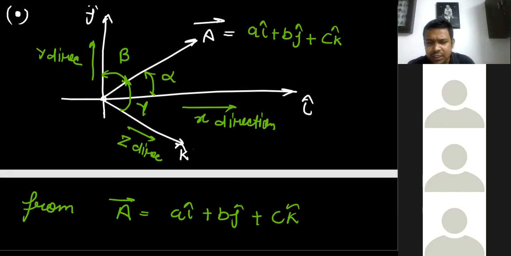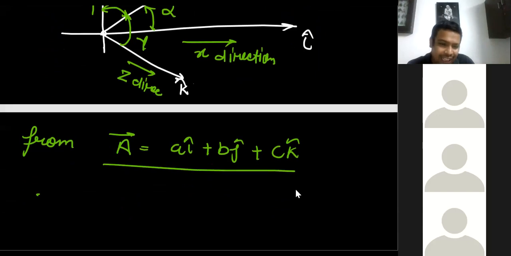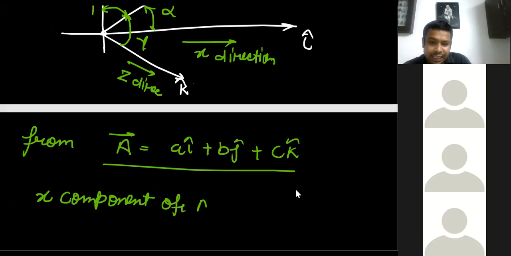Tell me, my dear friends, from this vector, what is the X component? What is the value of vector A along X direction? A cos theta? No, alpha? It's not A cos theta. It is the coefficient of I cap. Please remember and listen very carefully. The coefficient of I cap indicates the value of vector A along X direction.